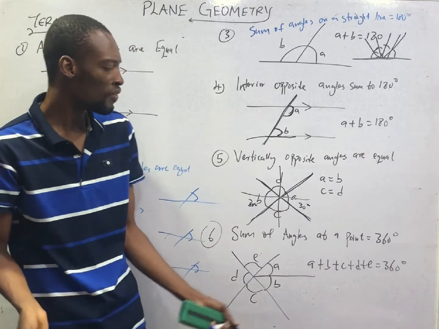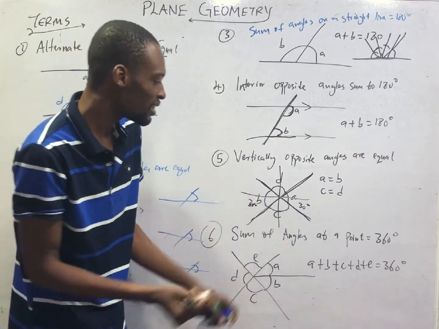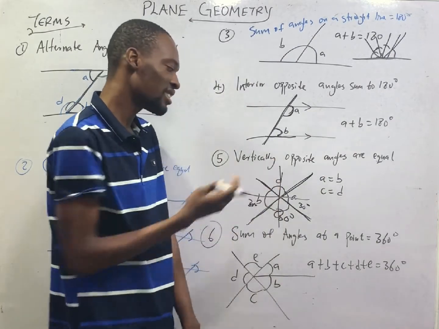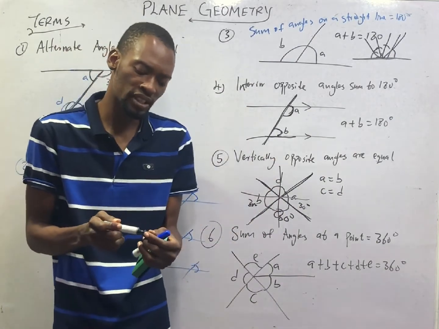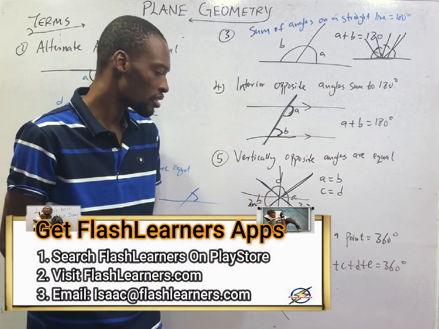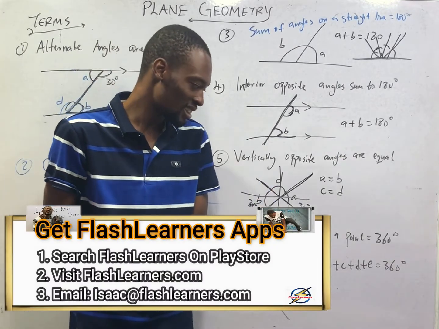What is the application of all this? You draw something like this, they will put 30 degrees here. Now they will say find D. Instead of solving and wasting your time, just look. They are vertically opposite angles. So D equals C equals 30 degrees.